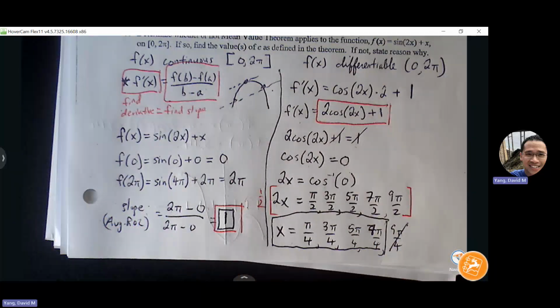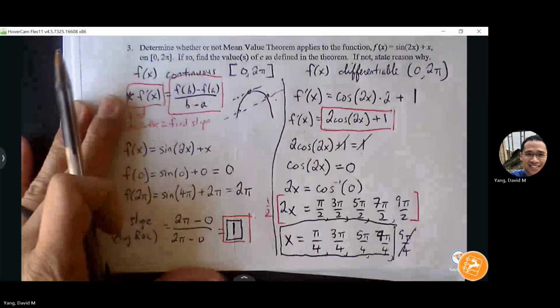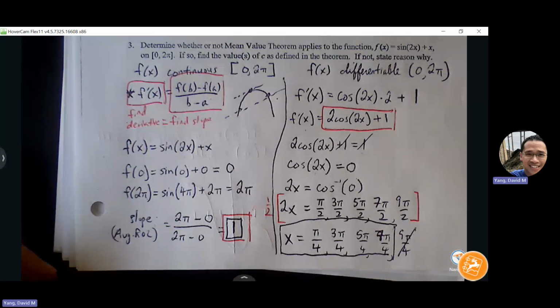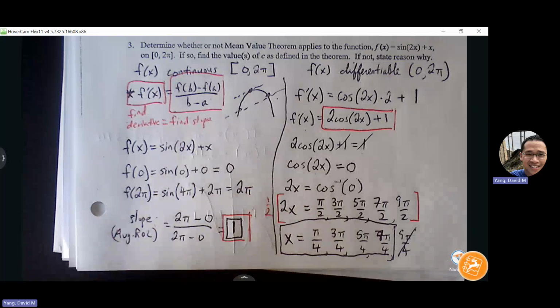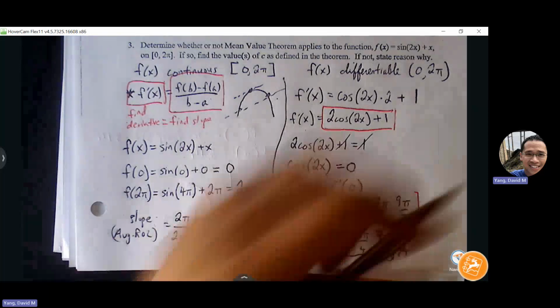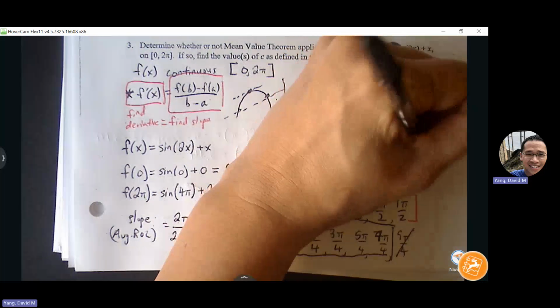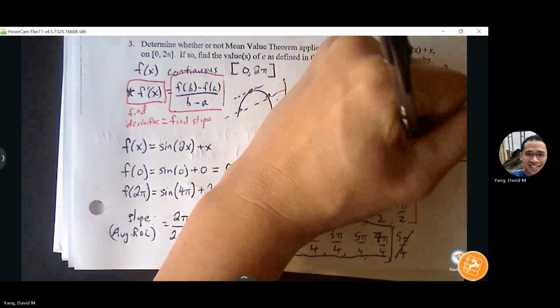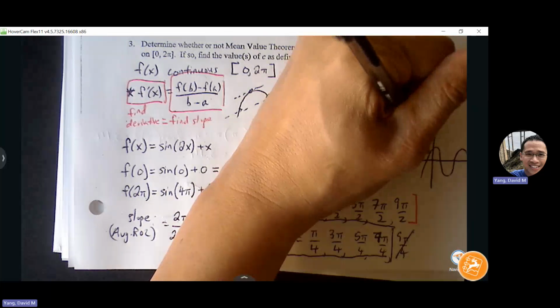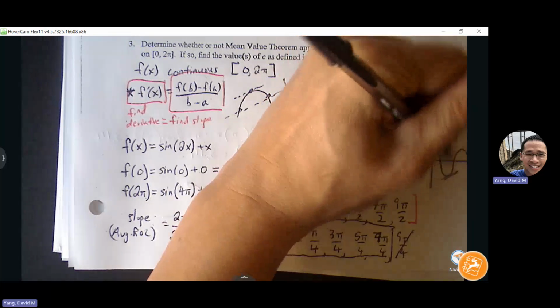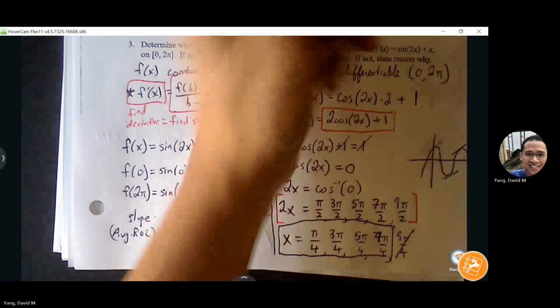Those are my c values. If you wanted to, you could also put this in the calculator and just visually see for yourself that your graph is going to experience a slope of 1 four times. Right, by something here, here, here, and here.